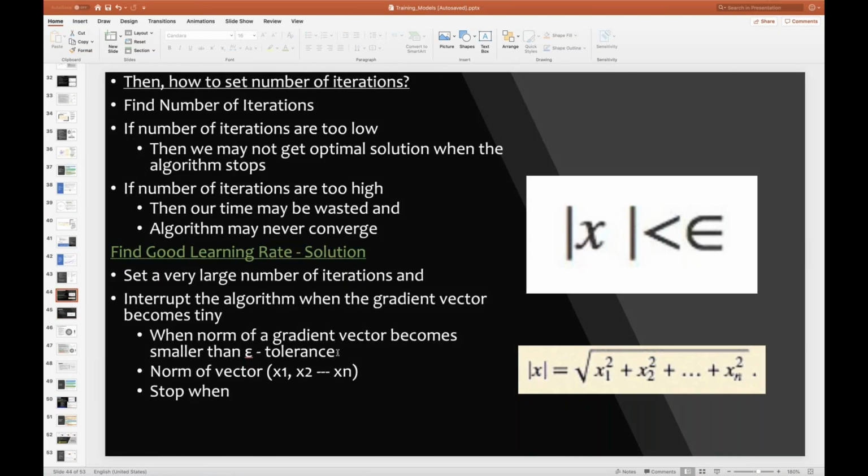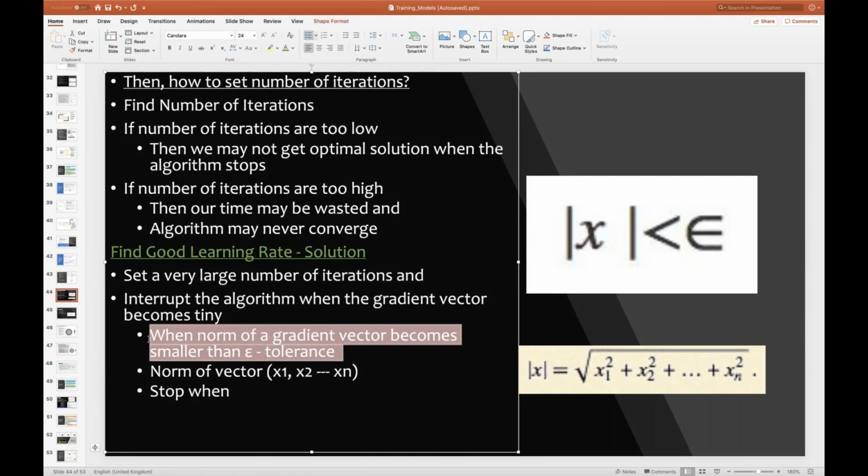This is the tolerance. When the norm of the gradient becomes smaller than the tolerance, interrupt the algorithm. Okay, you'll understand this practically when we complete the whole training models module.